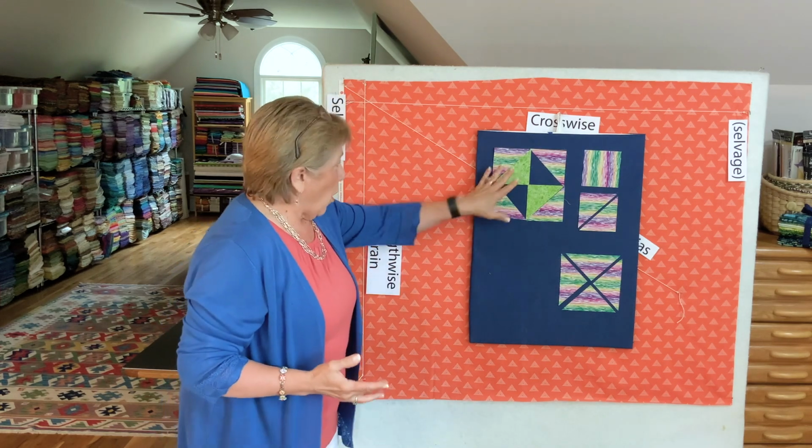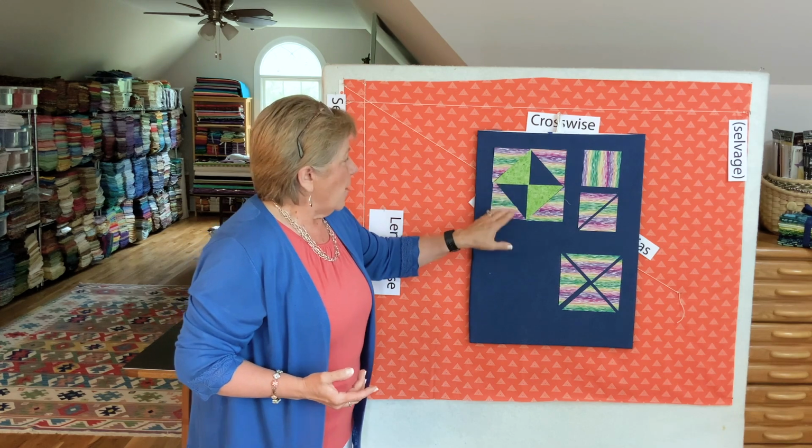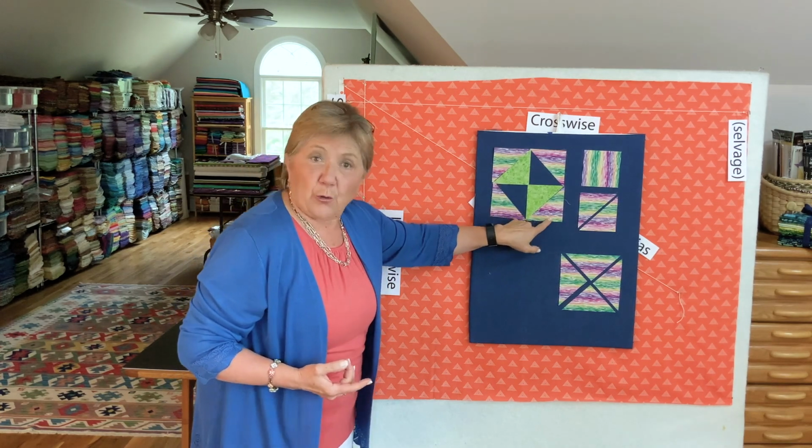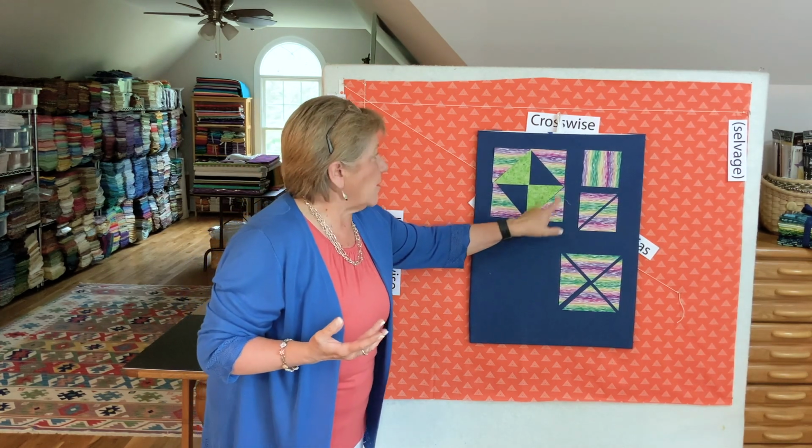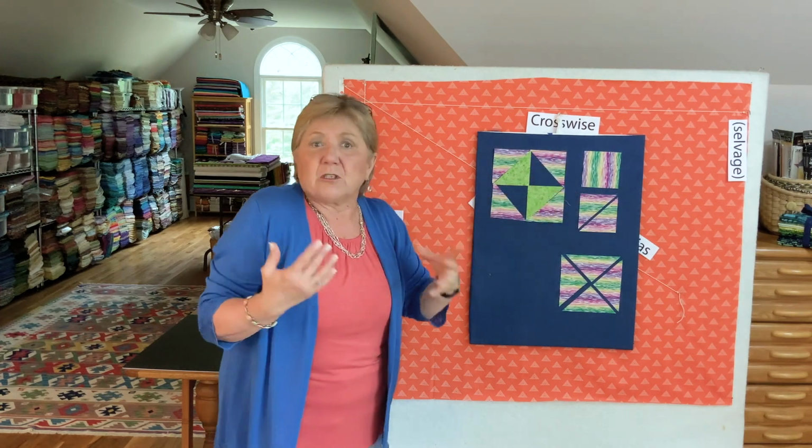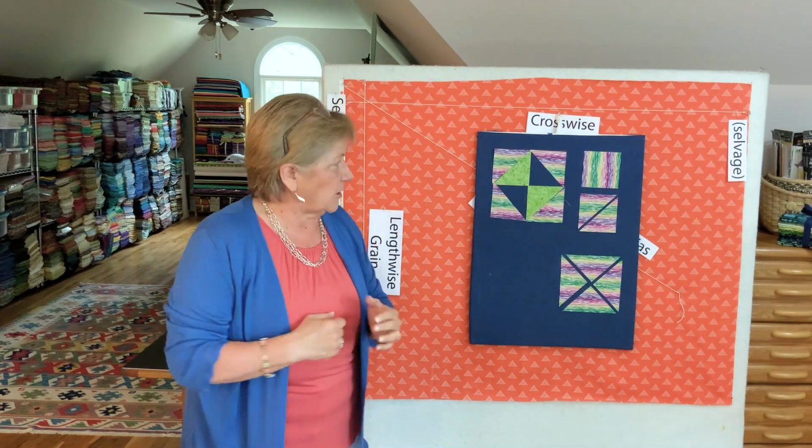And for small pieces, like a block like this, the lengthwise grain, the strongest one, and the crosswise grain are pretty much interchangeable. There's not much difference in those at all.